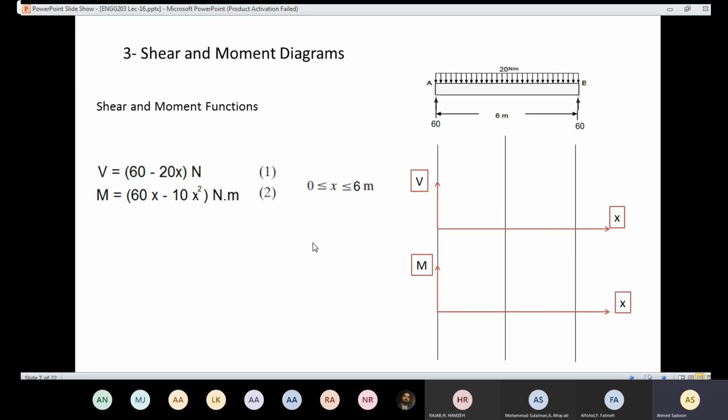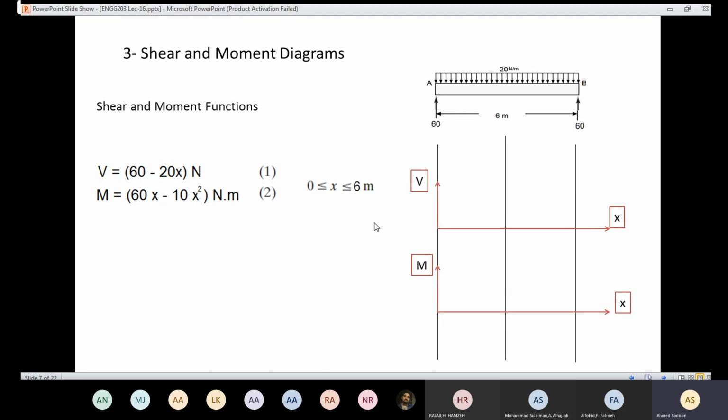Then I need to recall the formulas. I have the formula for the shear force, and I have the formula for the moment. And luckily, we have only one section for that. The range for those equations for region A, B is from 0 to 6 meters. So now we need to draw first the shear force diagram. As you can see here, the formula is a line equation. And in the line equation, we need to know 2 points. In order to do that, I'm going to find the points here.